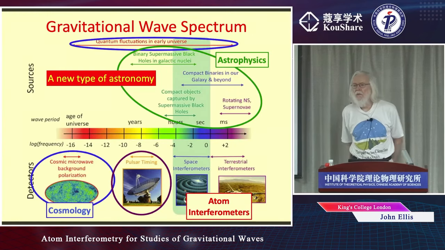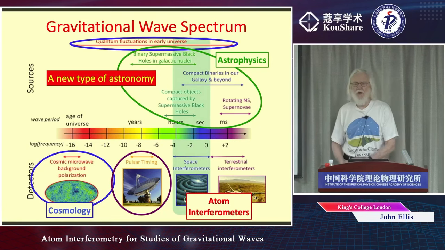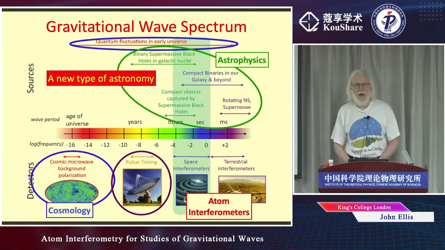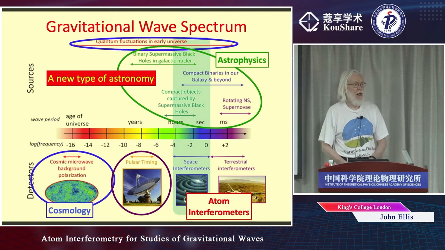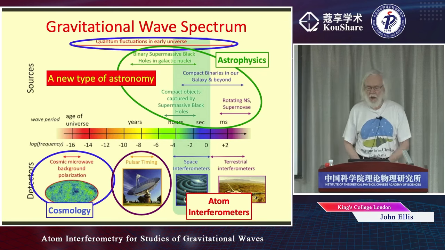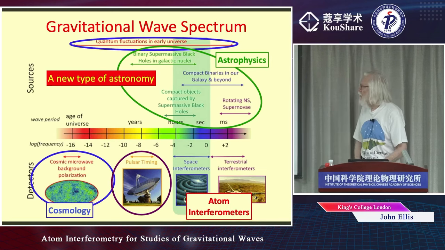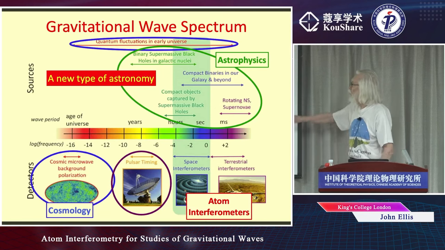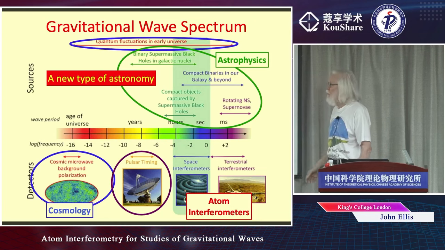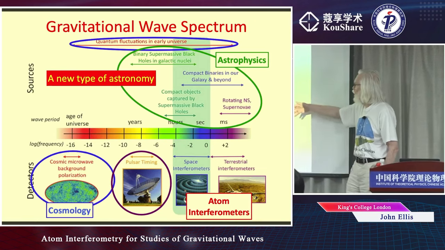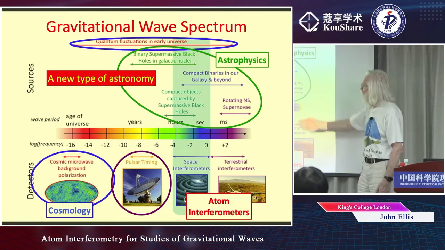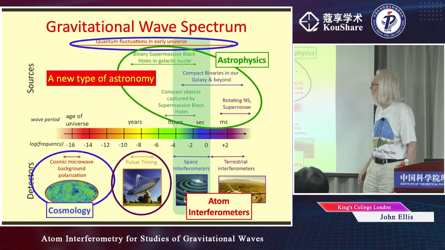Astronomers have had a lot of fun for thousands of years looking at the electromagnetic wave spectrum. And I think we can anticipate just as much fun looking at the spectrum of gravitational waves. This slide emphasizes that gravitational waves offer us a new type of astronomy with potentially many points of interest. So, of course, there's astrophysics. We can hope to look at neutron stars, supernovae, binaries, as observed by LIGO and Virgo, the capture of compact objects by supermassive black holes, etc., etc.